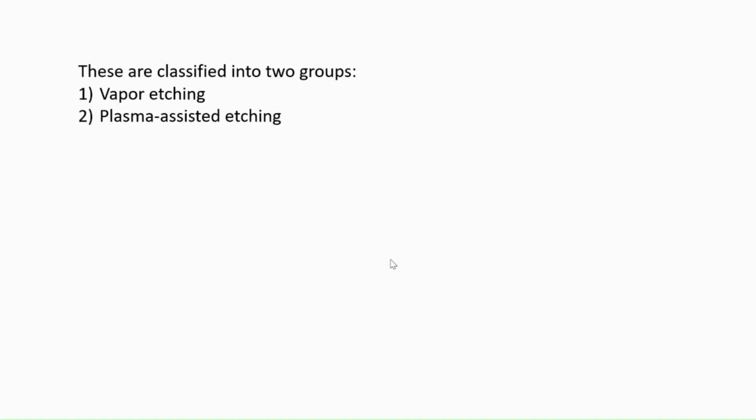Dry etching can be classified into two types: one is vapor etching, and the other is plasma assisted etching. First is vapor etching. Vapor etching means you are basically using vapors. If you have seen my previous two parts, we were using chemicals to etch the material. Here, vapors are directly used in etching the material.